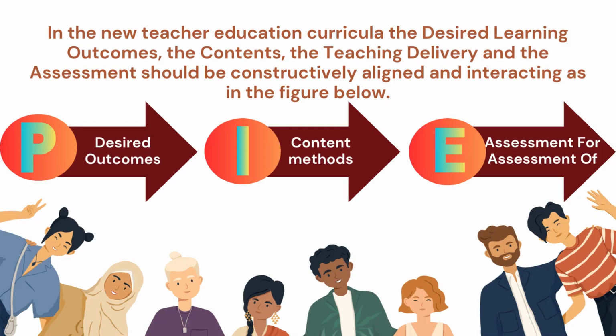In the new teacher education curricula, the desired learning outcomes, the contents, the teaching delivery, and the assessment should be constructively aligned and interacting, as in the figure below. This is the figure that shows the constructive alignment of desired outcomes, content and methods, and assessment. What does P stand for? P refers to planning. This means that we plan our desired outcomes. I refers to implementing. We implement content and methods. And the last one, E, refers to evaluating. We evaluate using assessment for and assessment of learning.